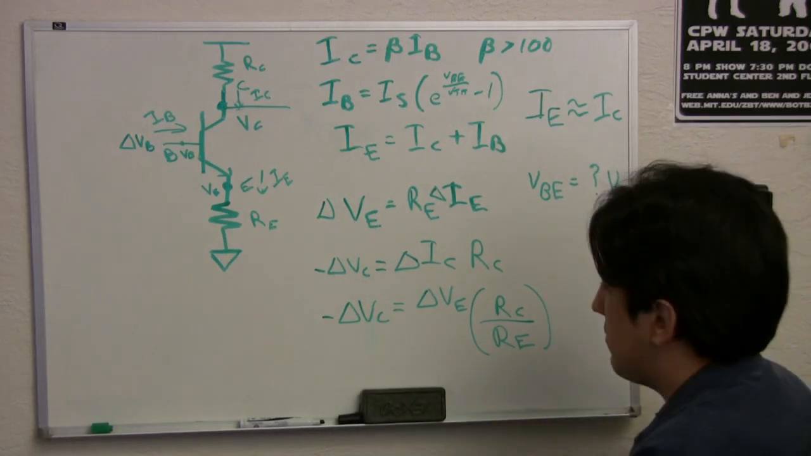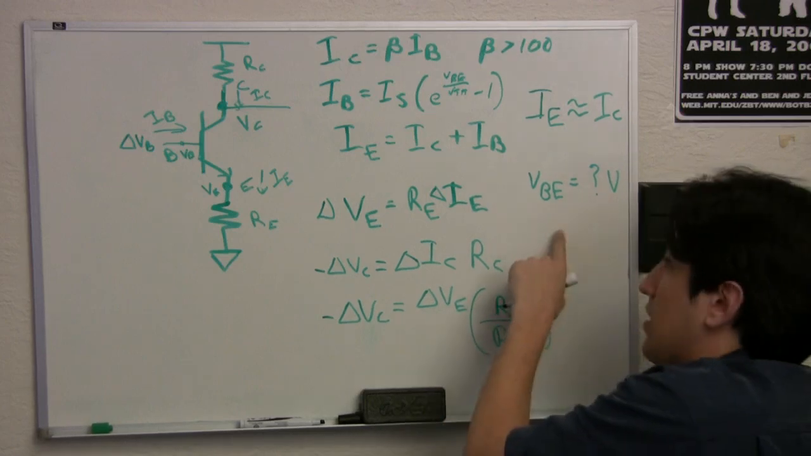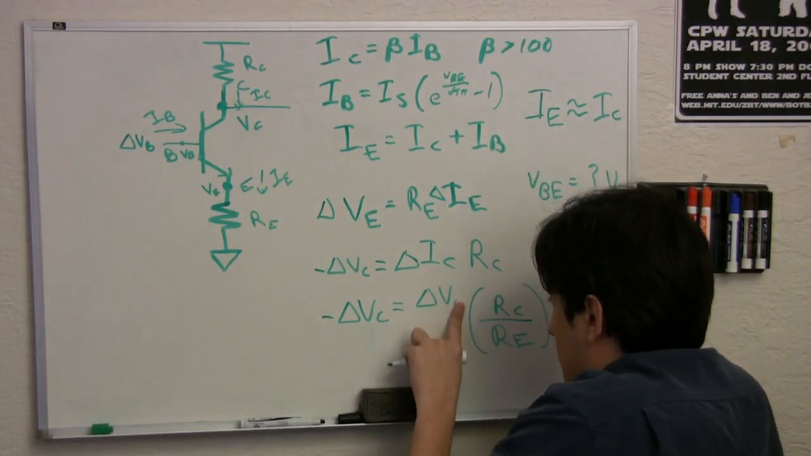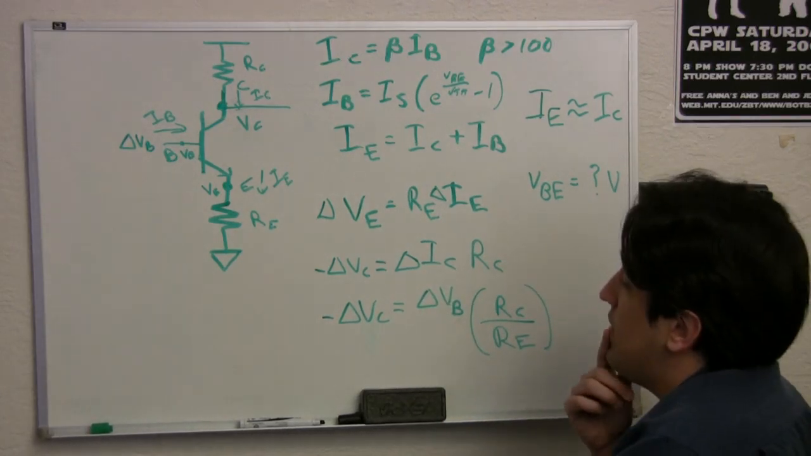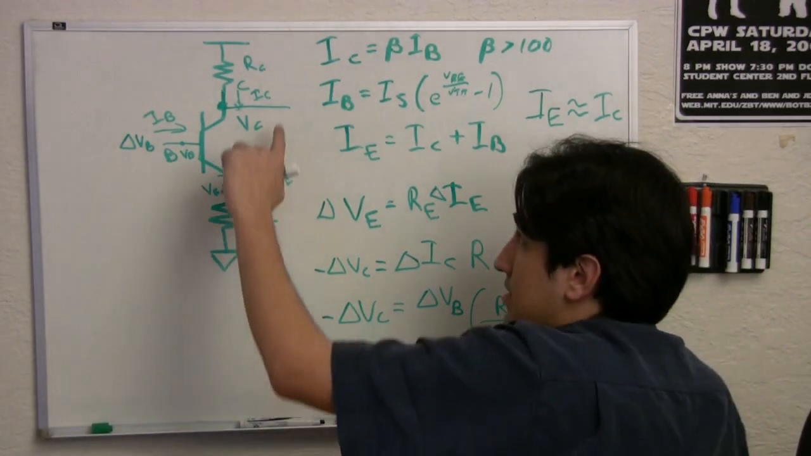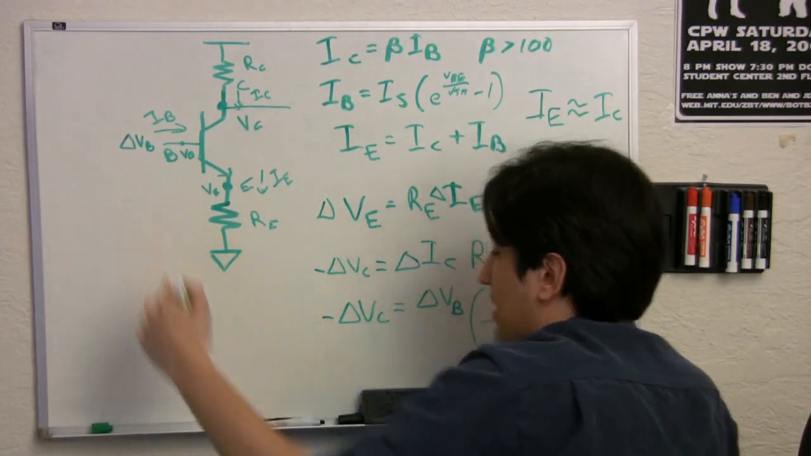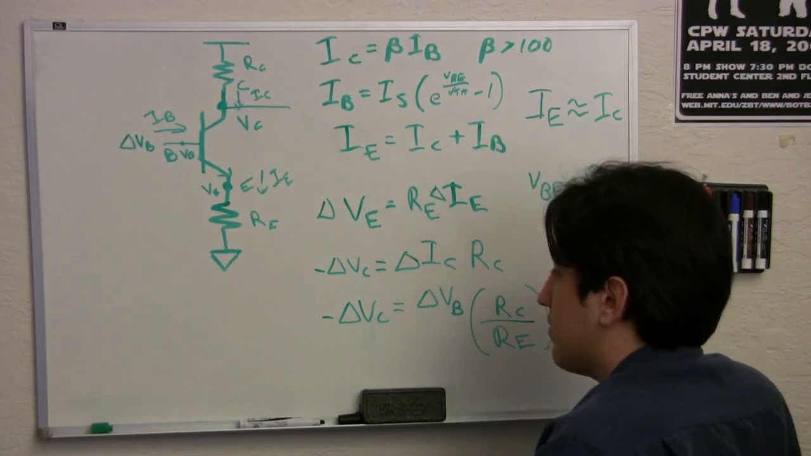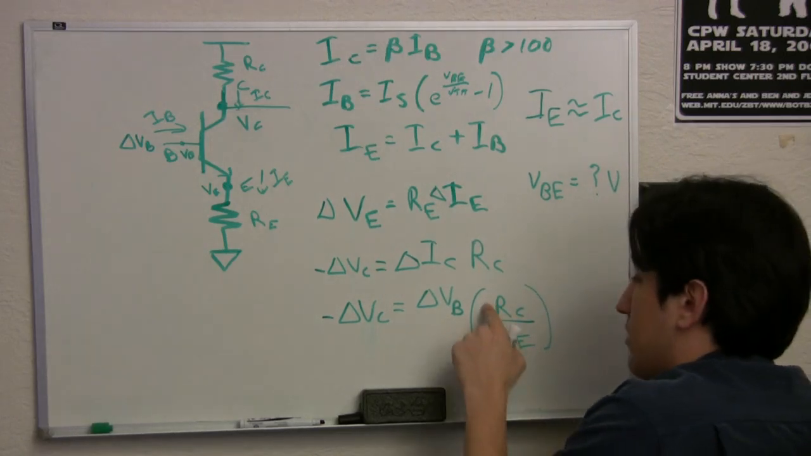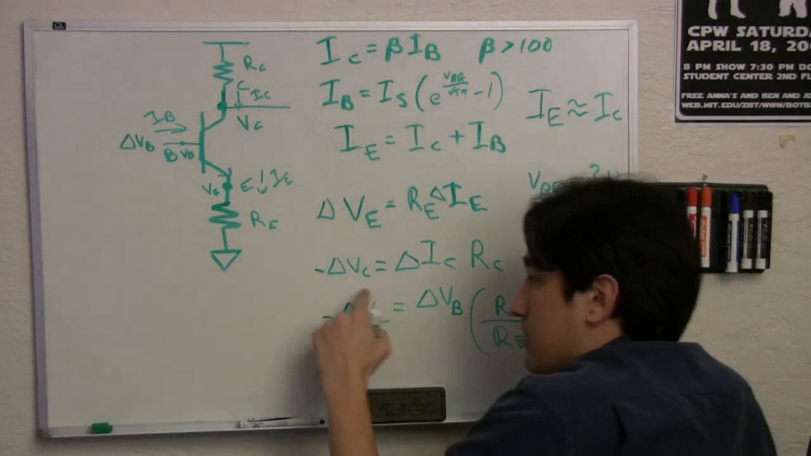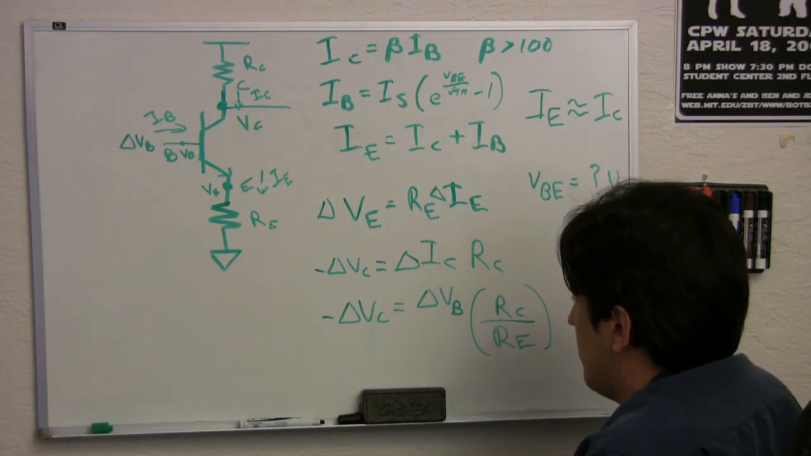And here you can see something interesting. A change in VE is approximately the change in VB. So I'm going to go ahead and replace this delta VE with a delta VB. So if I consider this VC to be my output, and I consider this VB to be my input, a small change in VB is multiplied by RC over RE, and that's what the change in VC is. In essence, that's what an amplifier is.